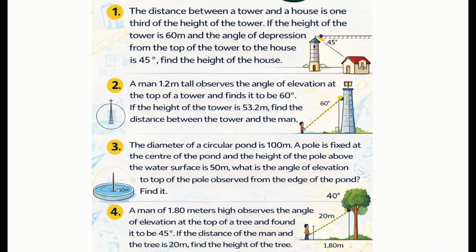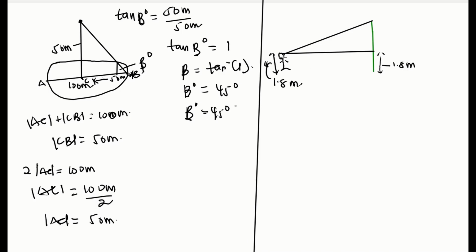Okay, the elevation at the top of it, and found it to be what? 45 degrees. Okay, so the angle of elevation is 45 degrees. If the distance of the man and the tree is 20 meters, so the distance of the man and the tree here is what? 20 meters. So here is 20 meters. This is the man, this is my tree, it is 20 meters. But then the angle of elevation here is 45 degrees.